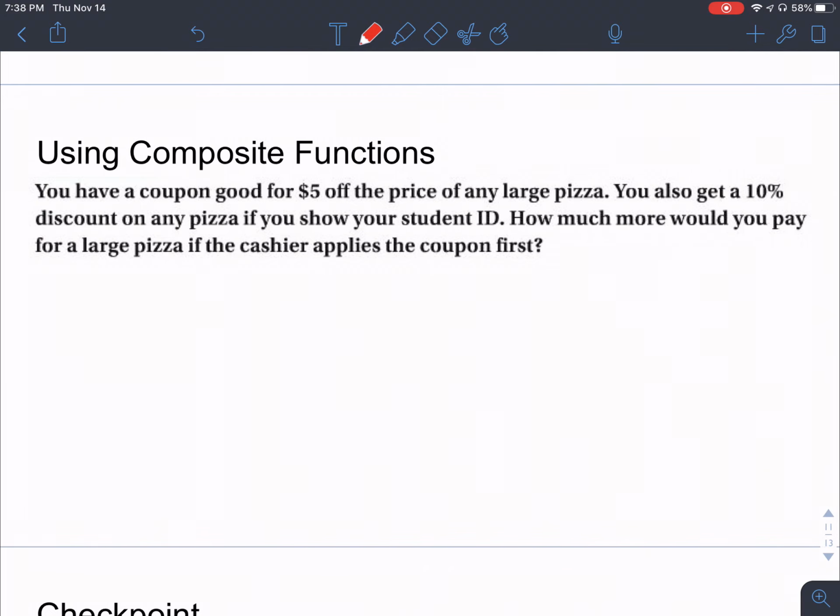Using composite functions. So now we've got a word problem. You have a coupon good for $5 off the price of any large pizza. You also get a 10% discount on any pizza if you show your student ID. How much more would you pay for a large pizza if the cashier applies the coupon first?